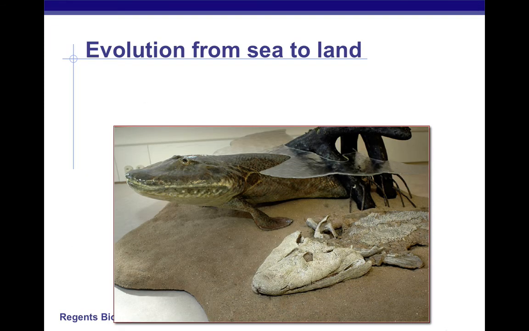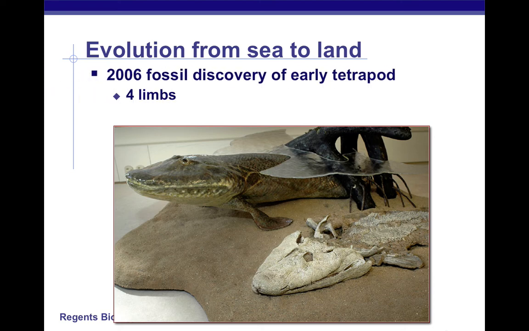Other evidence for evolution is the evolution of fish to land mammals. So how did fish in the ocean evolve to walk on land? Most recently, in 2006, we found this fossil, this tetrapod that has 4 limbs, and that's why it's called tetrapod. It provides evidence of what exactly happened to make that transition from ocean fish to current day land animals.